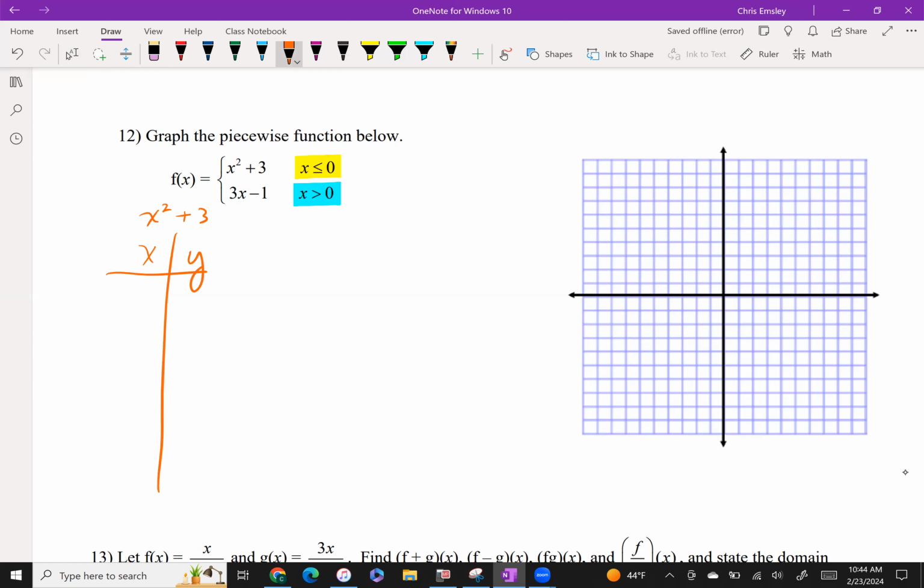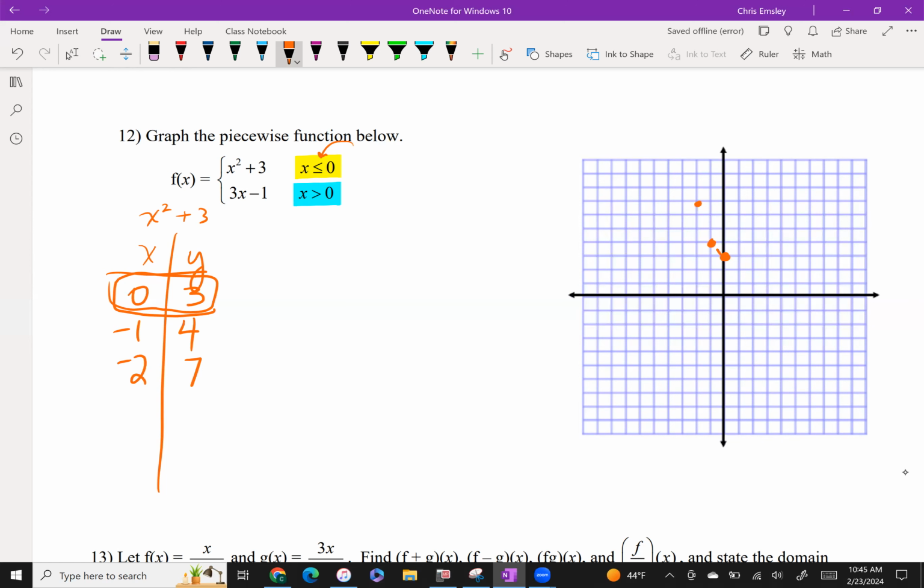X values have to be less than or equal to 0. So let's see what that looks like. 0 squared plus 3 is 3. Negative 1 squared is 1 plus 3 is 4. Negative 2 squared is 4 plus another 3 is 7. So let's go ahead and graph that. Notice less than or equal means 0 is going to be included in this part of my graph, so it is a closed circle. So 0, 3, negative 1, 4, and negative 2, 7.